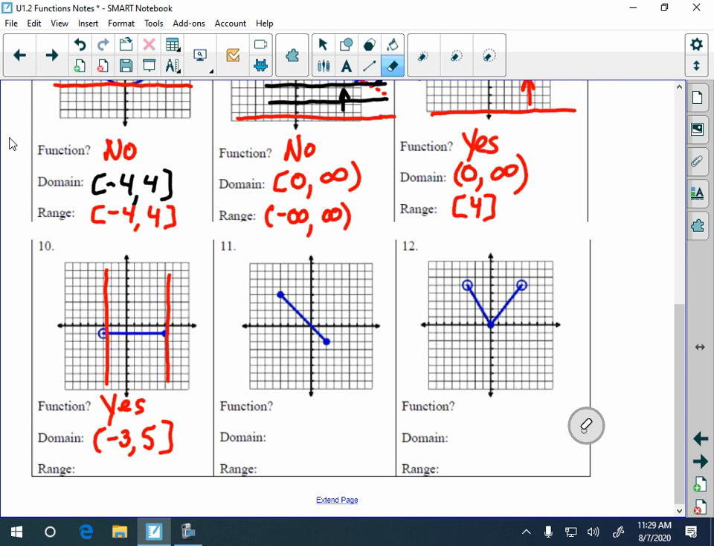And then our range, we're going bottom to top. It's not going to hit at negative infinity down there. And we're only going to hit at one spot. It looks like at negative 1. And we just use brackets on that. It's just one number. All right, 11.